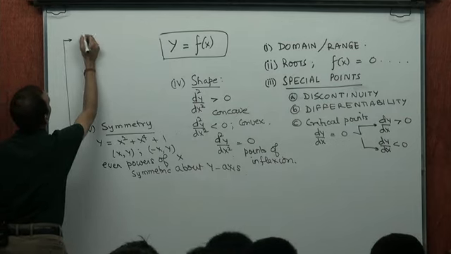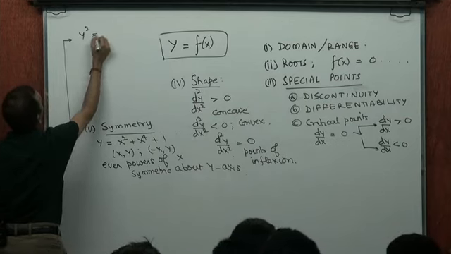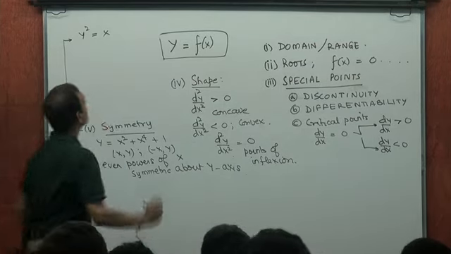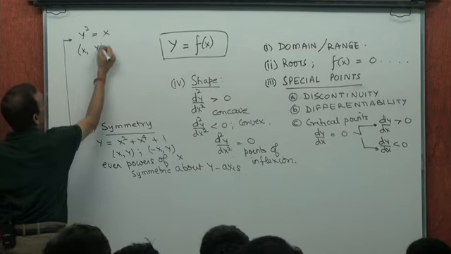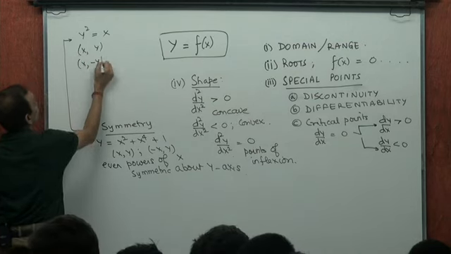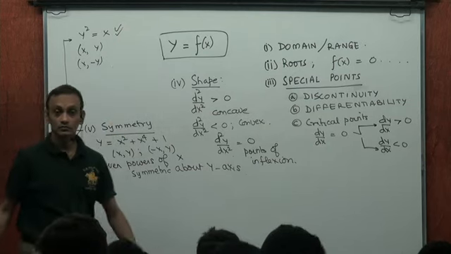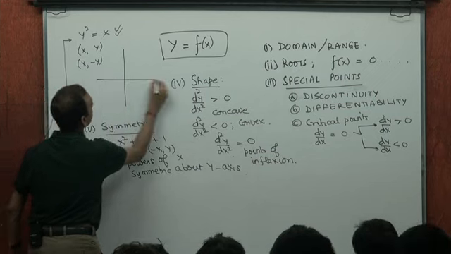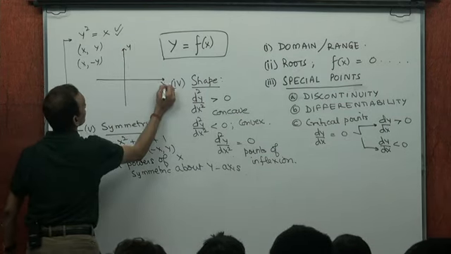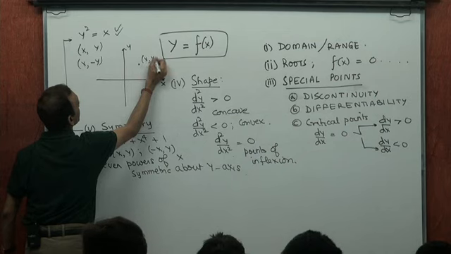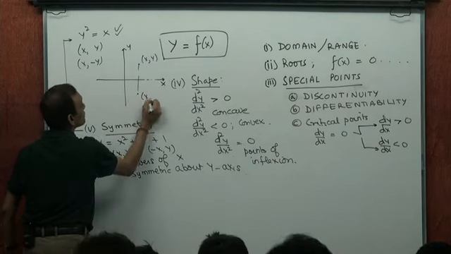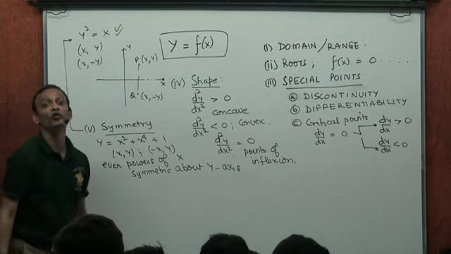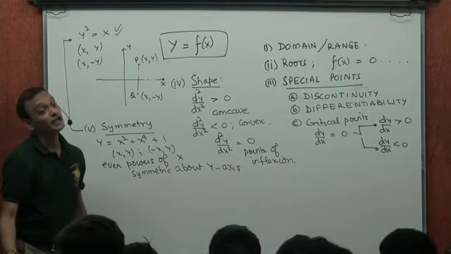say I have y squared equal to x. There are even powers of y. That means if (x, y) is a point on this curve, then (x, -y) will also satisfy this equation, isn't it? That means this is (x, y), and this would be (x, -y). So if this is a point on the curve, then Q will also be a point on the curve. And what are these? Mirror images about the x-axis.